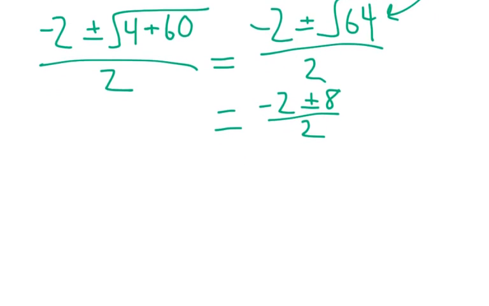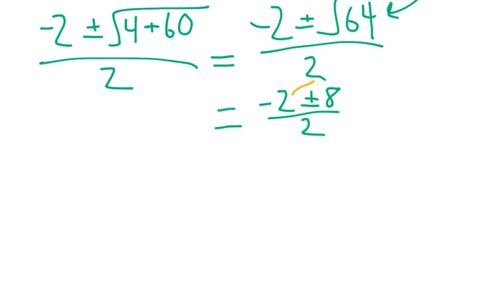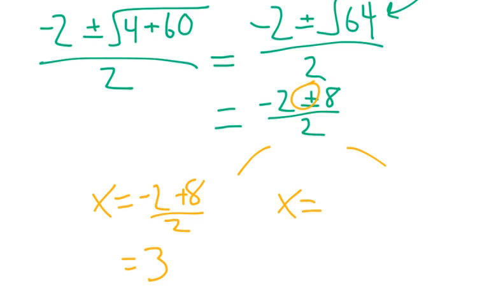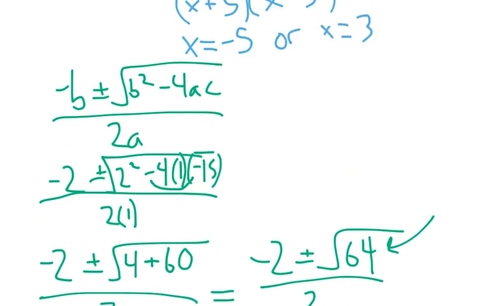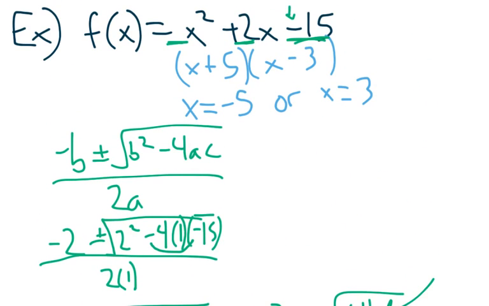Now here is where we have to do some side work, if you will. Because we have the plus or minus, we're going to make two separate expressions. And keep in mind, these are solutions to x. So x equals negative 2 plus 8 over 2. So that would be what? 6 over 2, which is 3. And then we have x equals negative 2 minus 8 over 2, which would be negative 10, divided by 2 to get negative 5. And so, go back up to the top, that matches the two answers we got from factoring.